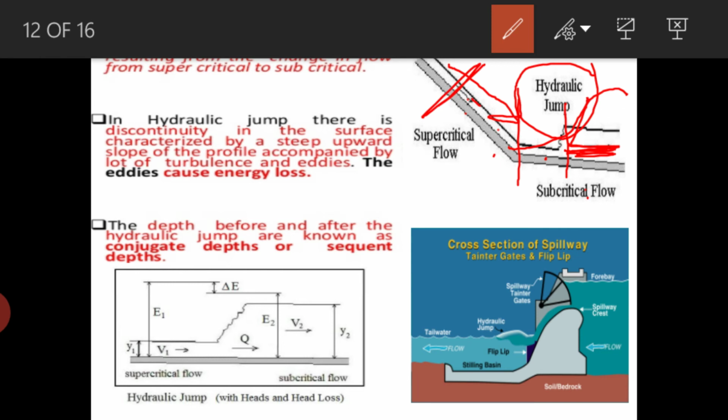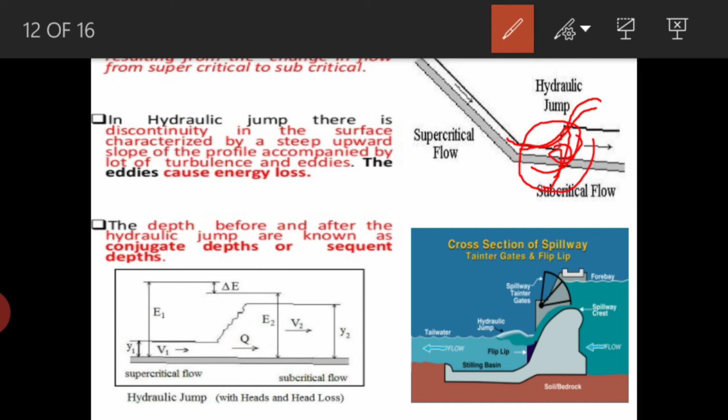The eddies cause the energy loss. When the jump takes place, the turbulence will be created here. That turbulence is called eddies, and the eddies will create the losses, that is called energy loss. The depths before and after the hydraulic jump are known as conjugate depths or sequent depths.